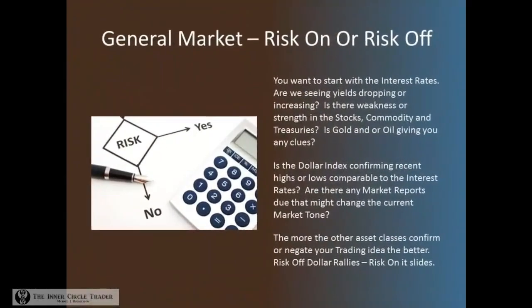General market, risk on or risk off. You want to start with the interest rates. Are we seeing yields dropping or increasing? Is there weakness or strength in the stocks, commodity, and treasuries? Is gold and or oil giving you any clues? Is the dollar index confirming recent highs or lows compared to the interest rates? Are there any market reports due that might change the current market tone?